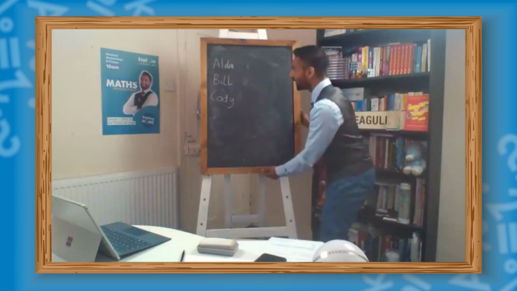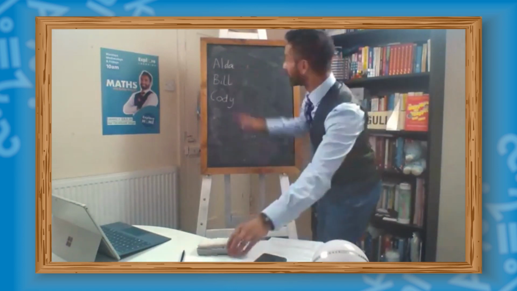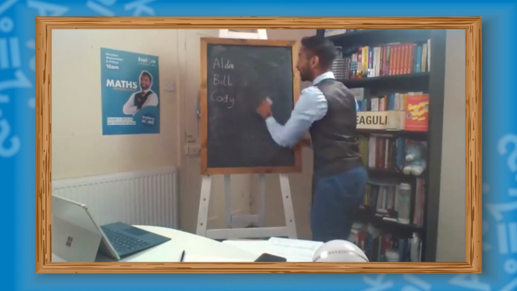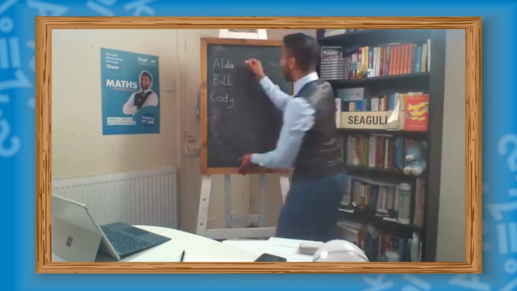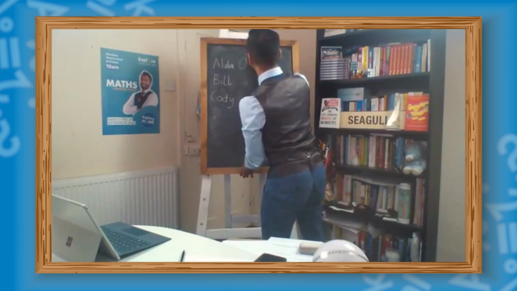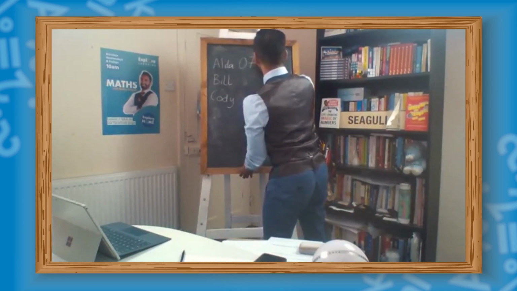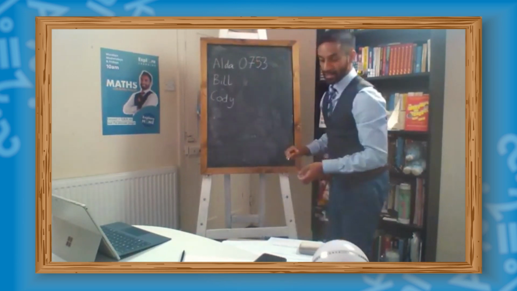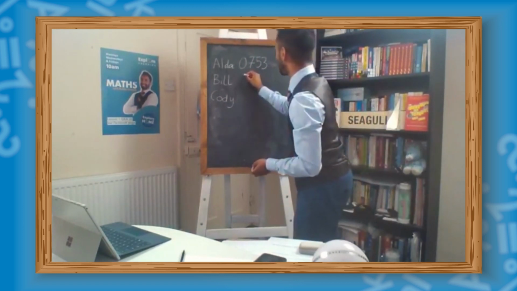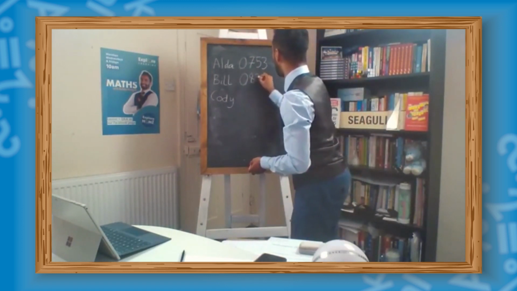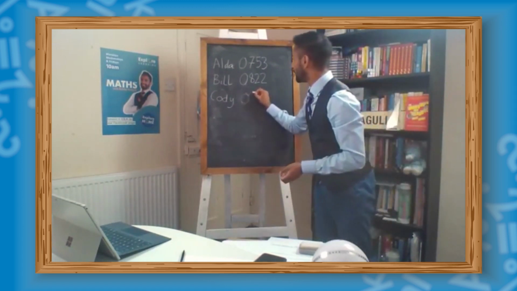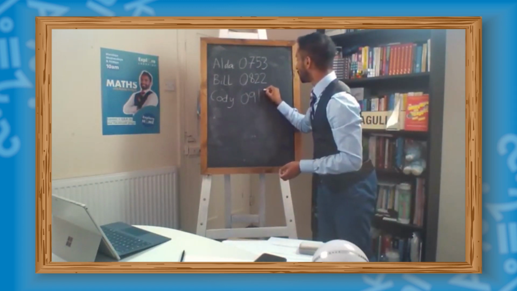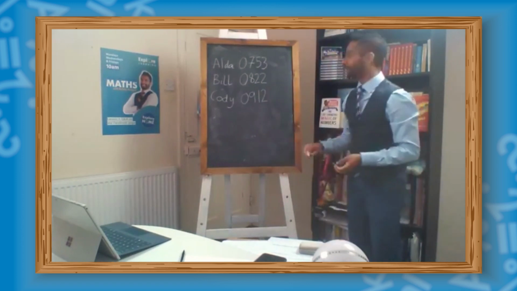Can you see that for me? I've written the times really big. So there's Alda, Bill, and Cody, 3 different bus stops. The first one is 7:53. It leaves there. Then the next one is, let's say, 8:22. And the last one is 9:12. So there are 3 different times there.